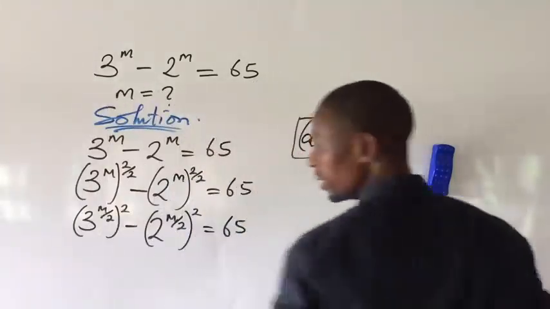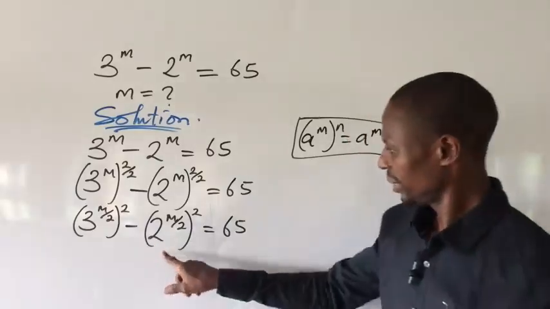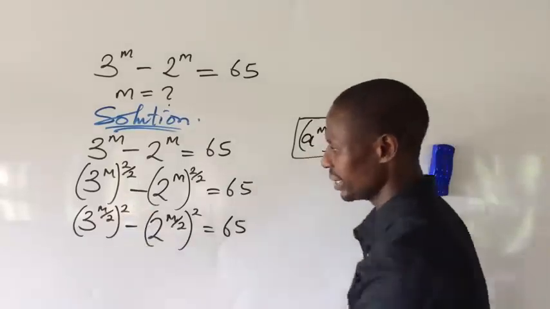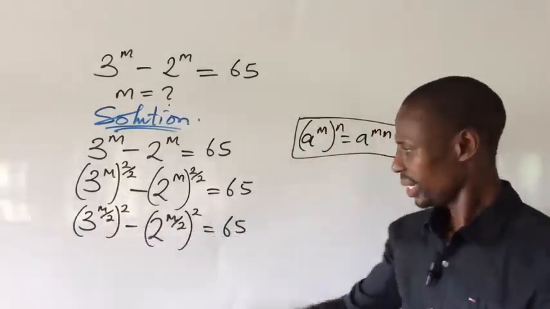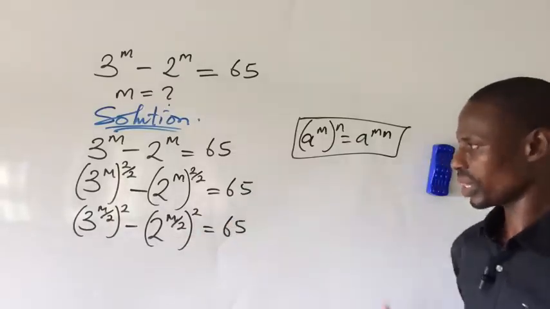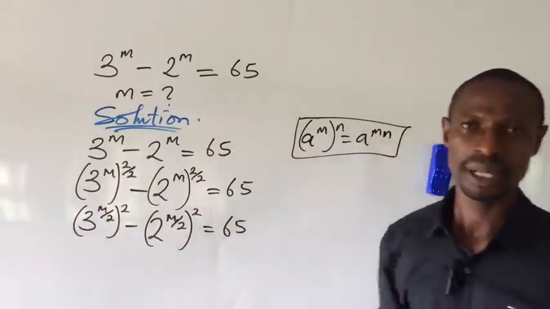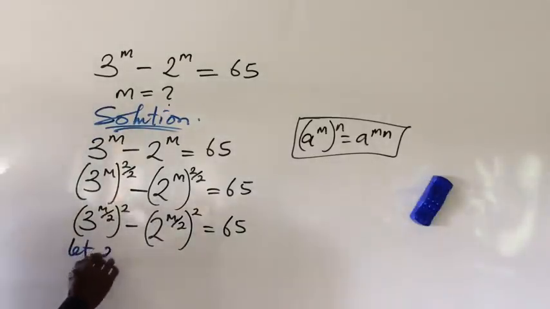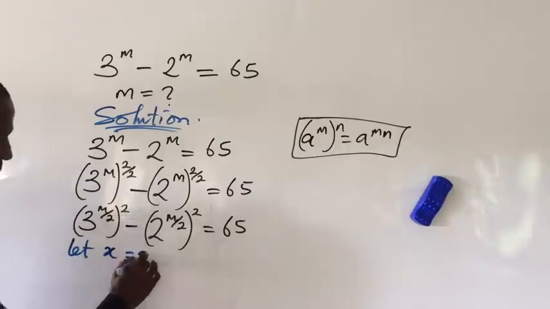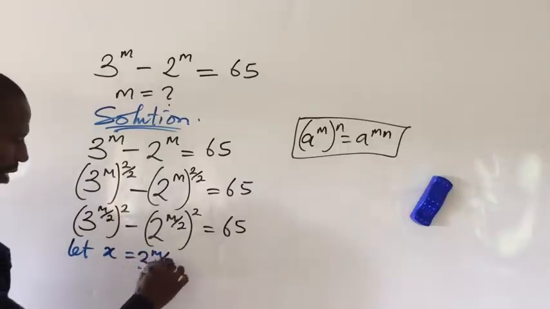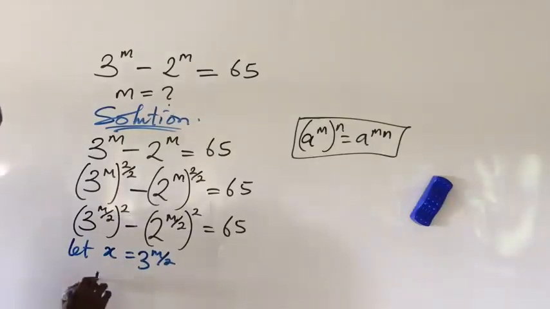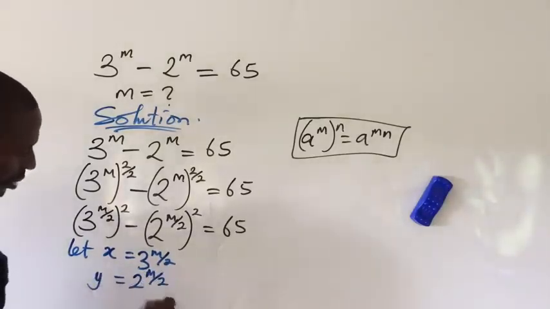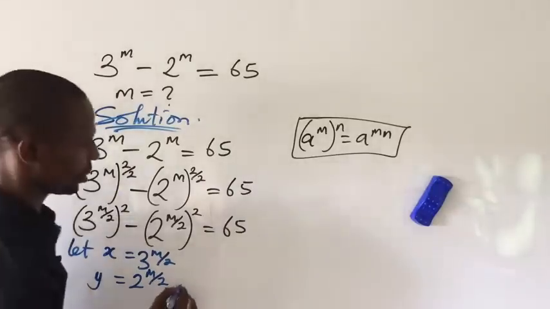Easy. Okay, so we now have a square here, we have a square here. So we can bring in different letters to represent what we have in the bracket here and what we have in the bracket here. Because what we have in here and here are different, so we are bringing in different letters. So let's take x to be equal to 3 to the power of m all over 2. Then we take the second one, y equal to 2 to the power of m all over 2. Okay, so let's proceed from here.